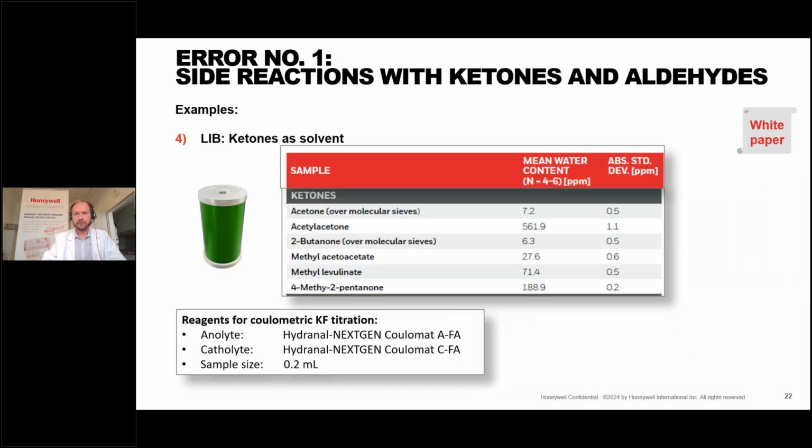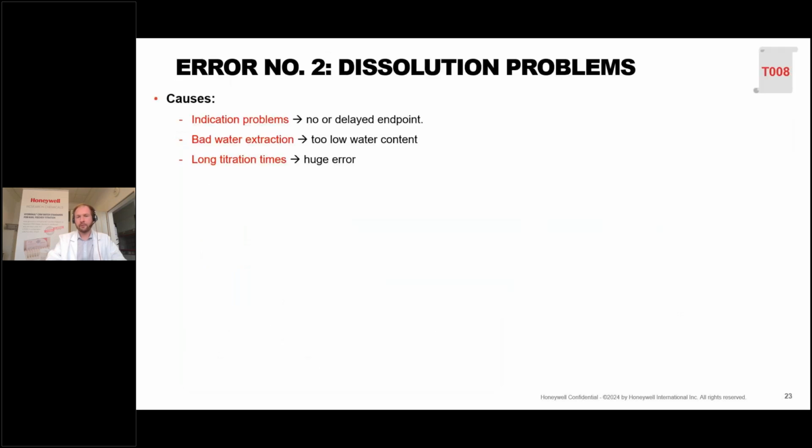In the lithium-ion battery industry, ketones and aldehydes are very uncommon. However, I have seen already some R&D efforts to use naturally derived ketones as sustainable alternatives for carbonates. And in this case, for the titration of electrolytes that contain ketones, I would highly recommend to use our new alcohol-free AFA and CFA reagents. Besides side reactions, the most common error that is present across all industries is the dissolution problem.